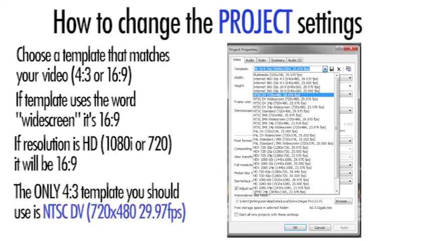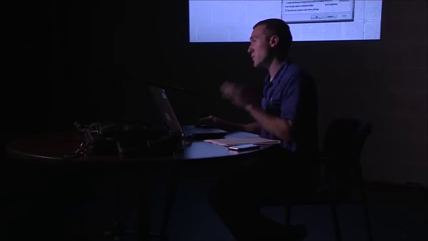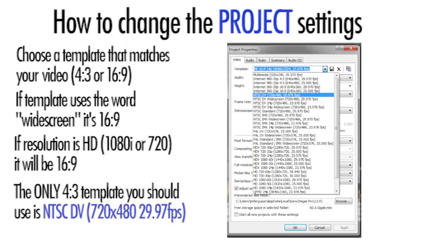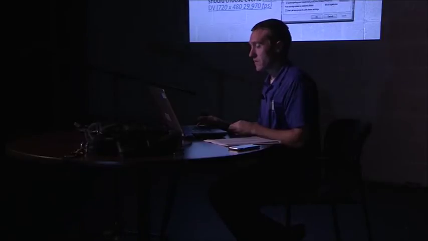All right, so choose a template that matches your video, i.e. 4:3 or 16:9. If the template uses the word widescreen, it is 16:9. If the resolution is HD, 1080i or 720, it will be 16:9. So again, resolution is not what I'm talking about. Resolution is irrelevant. Aspect ratio is the name of the game. That's what it's all about. The only 4:3 template that you should ever use is the NTSC DV 720 by 480 29.97. There it is right there.